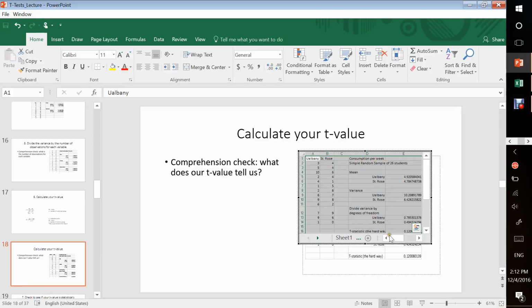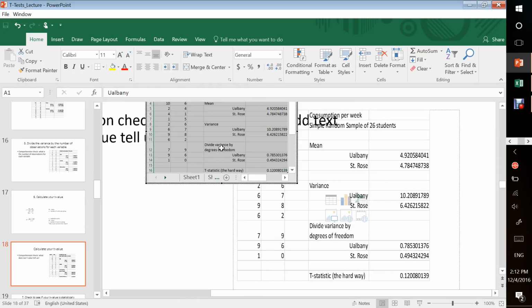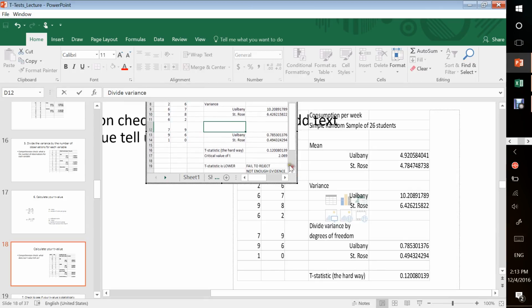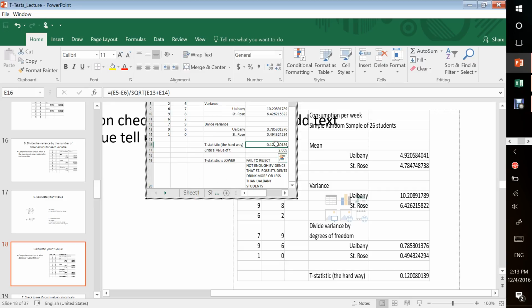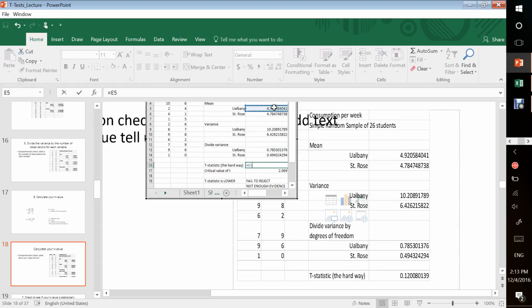So what we're going to do is go right into this embedded Excel sheet, and you can either be following along or you can be checking on the sheet that's posted in Blackboard. And to calculate our t-statistic, we just go in here and say, okay, it is equal to the mean from UAlbany minus the mean of St. Rose, and we're going to put that in parens.